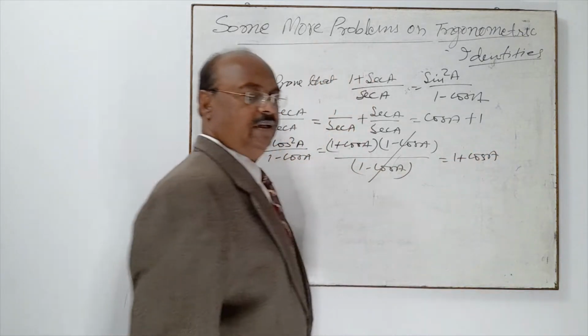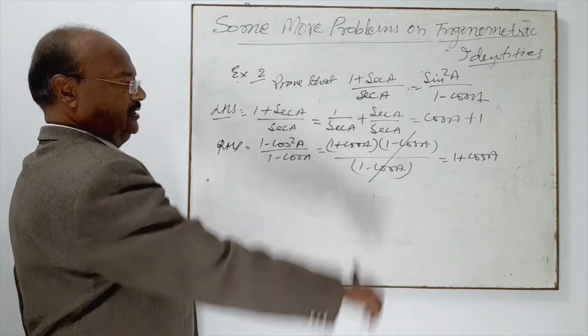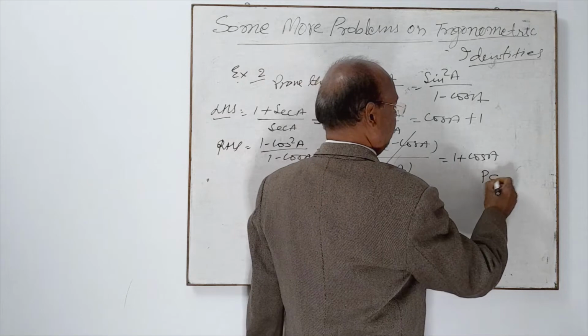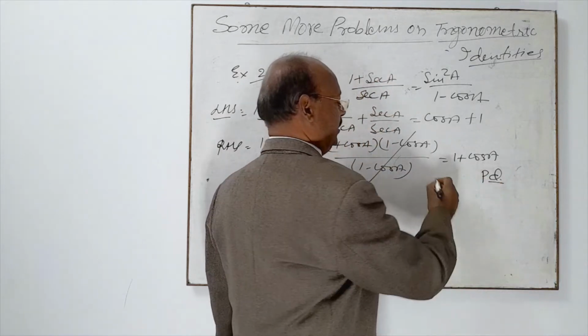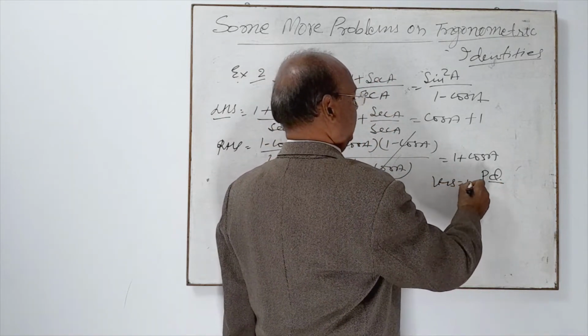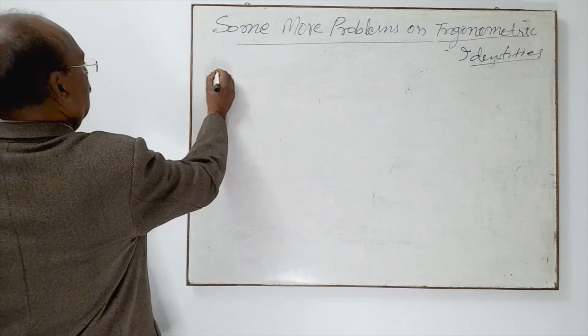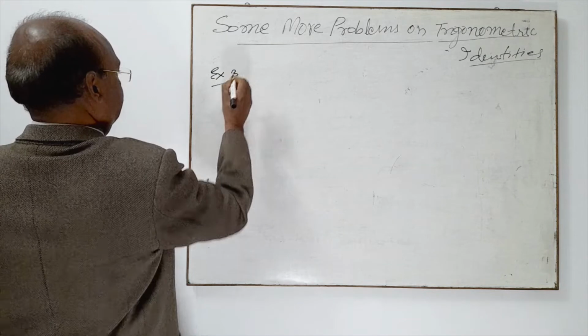So what we find here, LHS and RHS are having the same values. So now here it has been proved. LHS is equal to RHS we are getting here. Very simple. Okay. Next question.